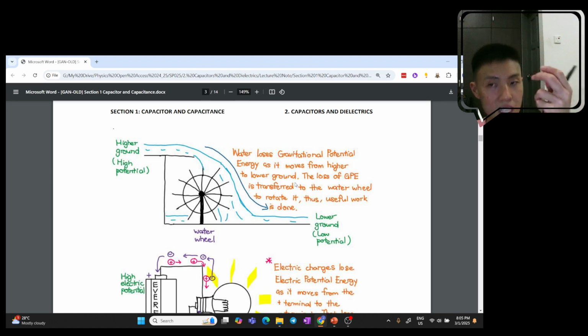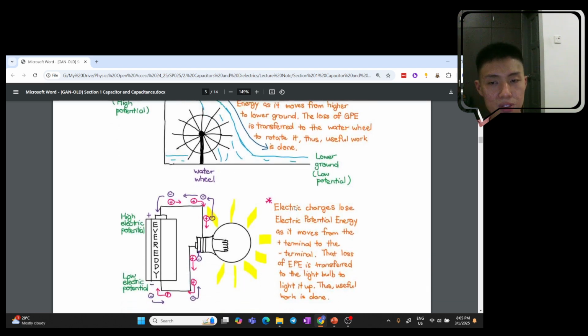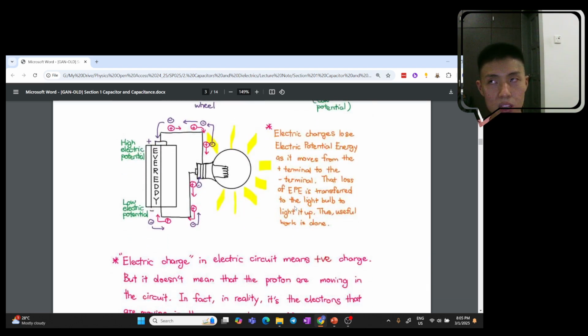Okay, so you can see that there's a loss of energy when the water flows down. So where does the potential energy go? Well, you see that there's a water wheel over here, right? The water will touch the water wheel and cause it to spin. So the energy that was lost is not really lost. It's actually being transferred to this water wheel to spin it. The loss of gravitational potential energy is transferred to the water wheel to rotate it, thus useful work is done.